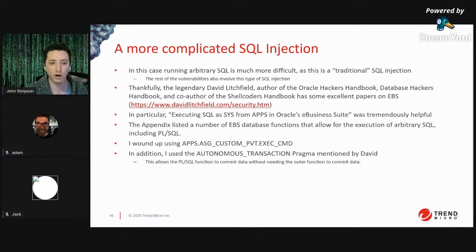So the appendix listed a number of EBS database functions that allow for the execution of arbitrary SQL, including PL/SQL, which, again, is exactly what we're looking to do. So I wound up using this function, APPS.ASG_CUSTOM_PVT, I imagine stands for private, EXEC_COMMAND. And as per David Litchfield's suggestion as well, I used the autonomous transaction pragma, which basically allows the PL/SQL function to commit data to the database without needing the outer function. So the statement that we're injecting doesn't have to actually call commit to commit our data. We can do that right from within our injected code.